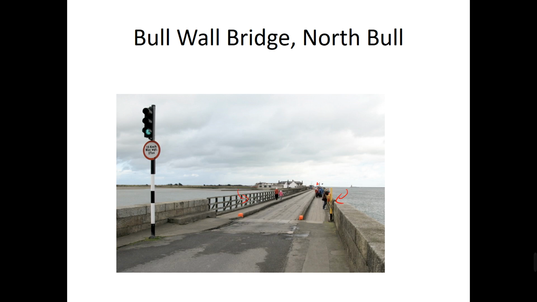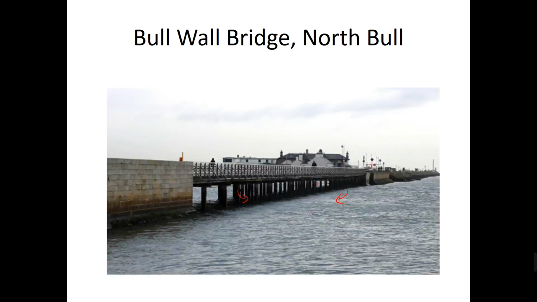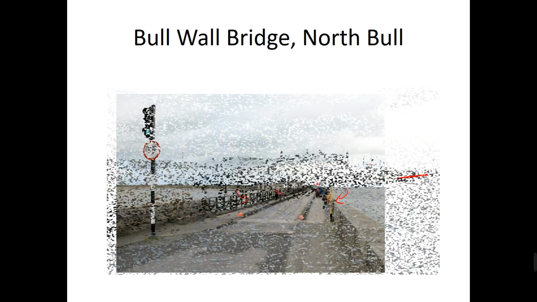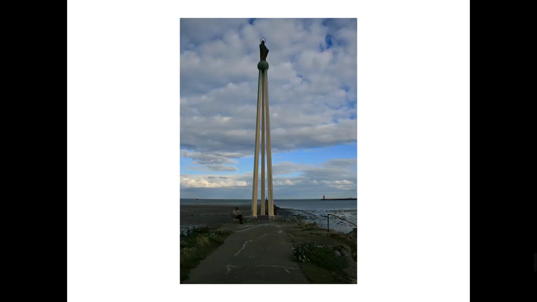So the Bull Wall lets additional water filter through so that it doesn't become too high. And you can see here because there's gaps in it, whereas out here it's solid. So the Bull Wall Bridge lets the water filter through and acts as a safety valve. Right, let's move on from that, and that's what you'll find at the bottom of the Bull Wall.